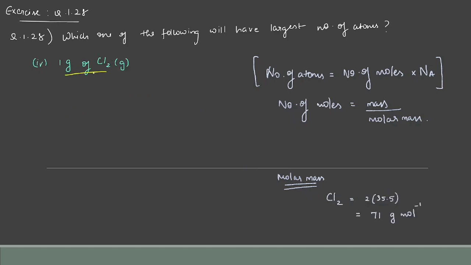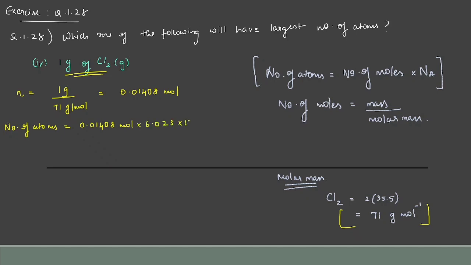Fourth subdivision is the same, 1 gram of chlorine gas. So the same way, calculate the number of moles. So 1 gram by 71 grams per mole is the molar mass. So let's substitute 71 grams per mole. 1 by 71 is equal to 0.01408 moles, and number of atoms will be number of moles into Avogadro number, which is equal to 0.01408 into 6.023 into 10 power 23.